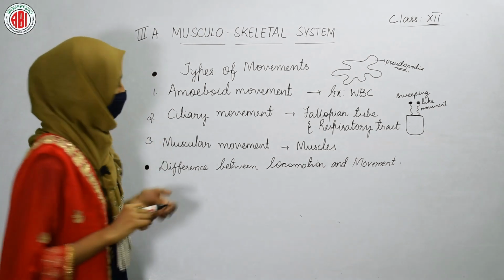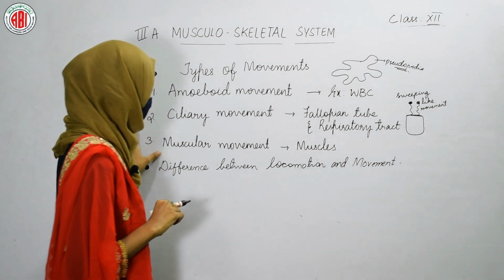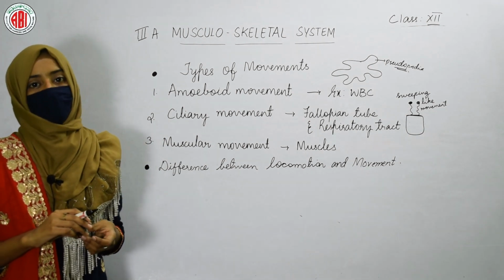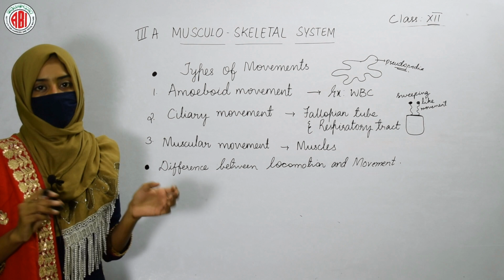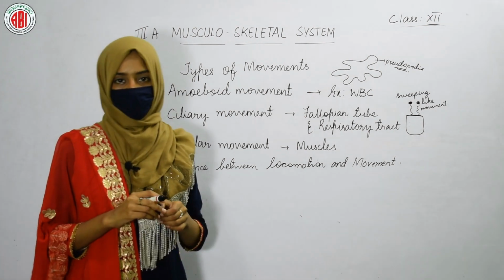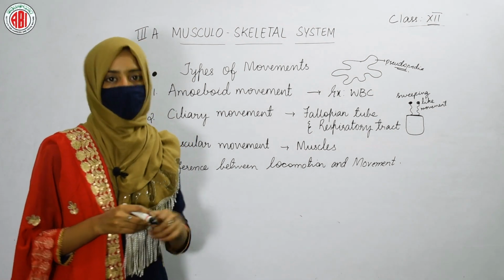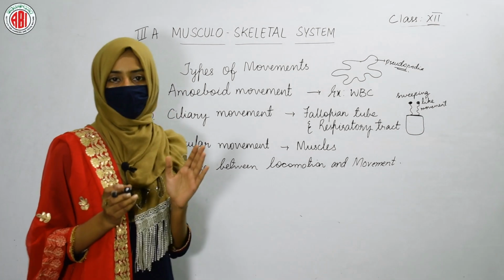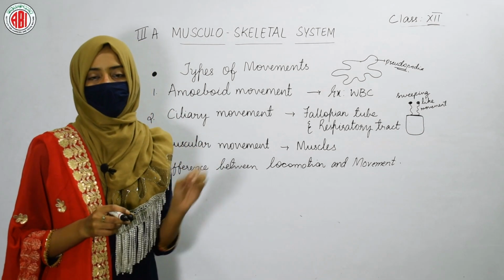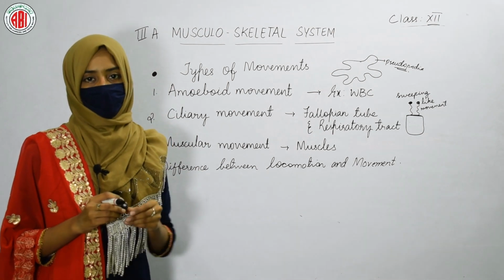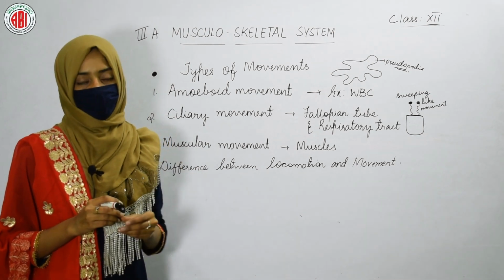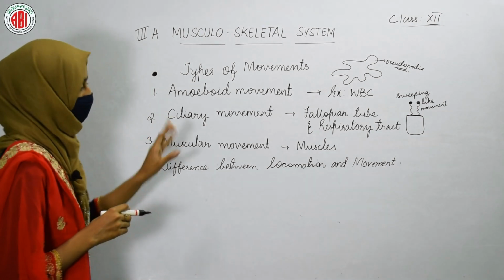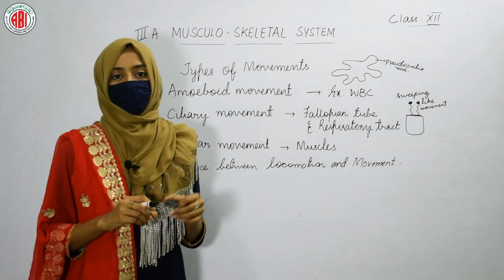The next one is muscular movement. Muscular movement can be seen in our muscles. The muscles which are found in our body show certain movements and we call these movements muscular movement. Whenever we move our hand or our leg, that is our muscular movement, which is possible because of the presence of muscles. Let us see the difference between locomotion and movement.